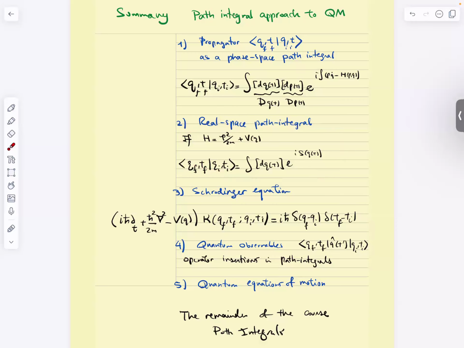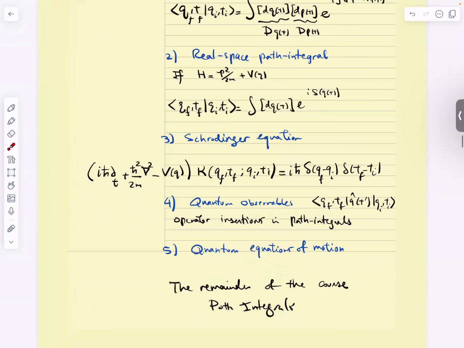That's all good. Another thing I didn't say, but hopefully it's clear: the propagator is a Green's function for the Schrödinger operator. Right? This is the Schrödinger operator. The propagator is a Green's function for the Schrödinger operator. Green's function means that what pops out is Dirac deltas on the other side. Right? That's what it means.